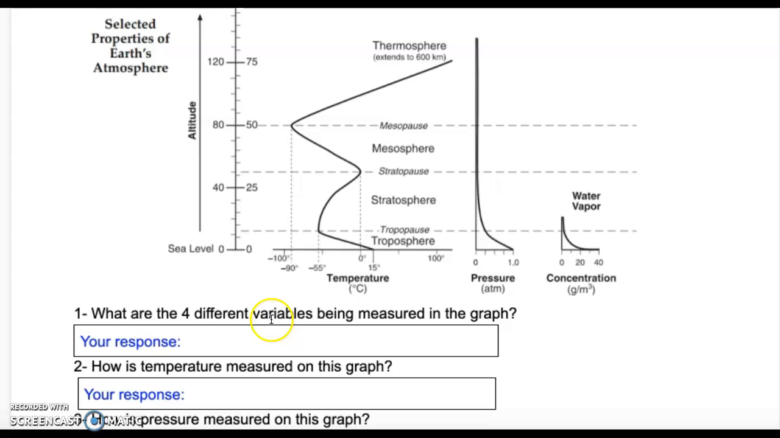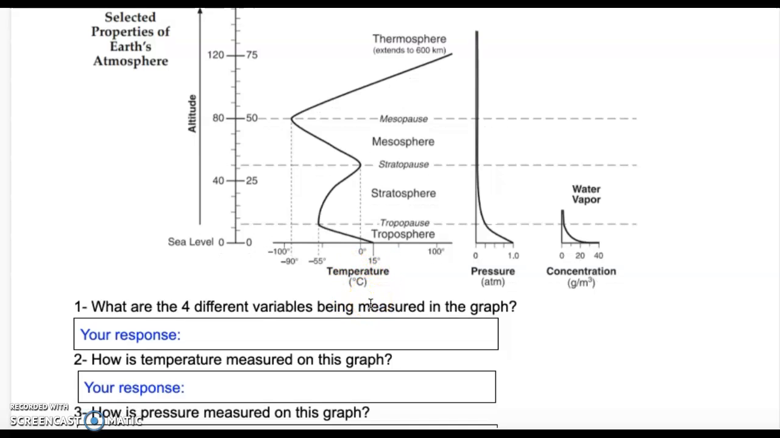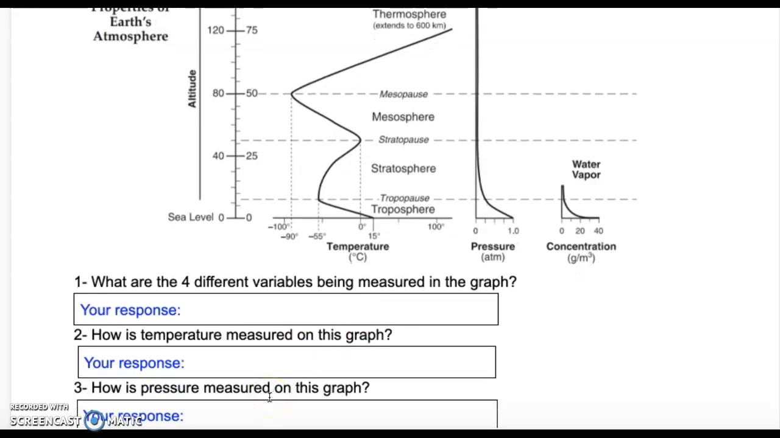So what are the 4 variables being measured? Altitude, temperature, pressure, and concentration. How is temperature measured on this graph? Let's go to temperature. What's the unit of measure? Degrees Celsius. How's pressure measured on the graph? This ATM, remember? I'm not sure if you remember from the Earth's interior layers, but ATM means atmospheres.